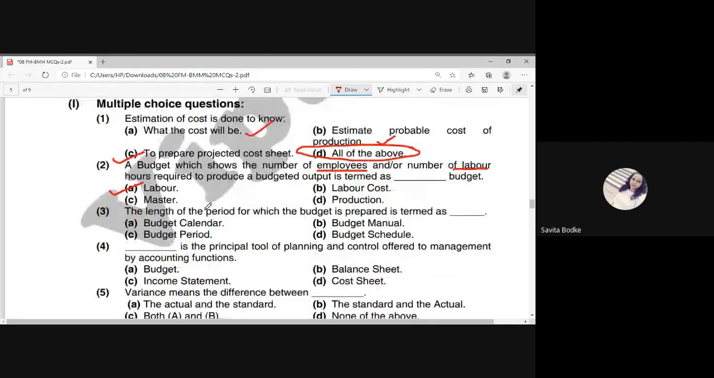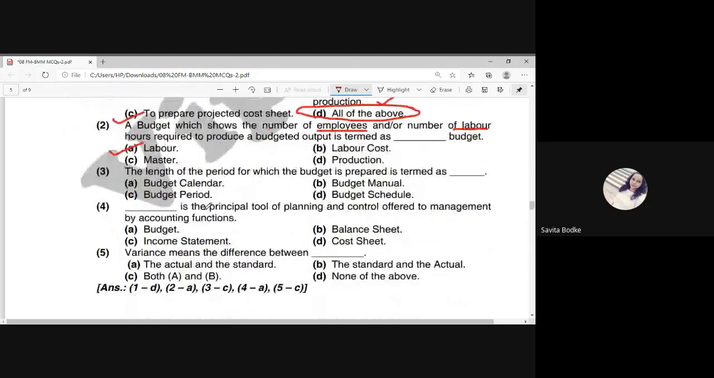Now the next one is the third MCQ: the principal tool of planning and control offered to the management by the accounting function. Which can be the appropriate answer? That is budget, because we have a separate chapter in this TYBMM FM for the budget, but we do not have a separate chapter for the balance sheet and income statement. Please remember that in ratio analysis we studied the balance sheet and income statement, and we discussed the cost sheet a little also. But budget is the principal tool of planning and control offered to the management by the accounting function.